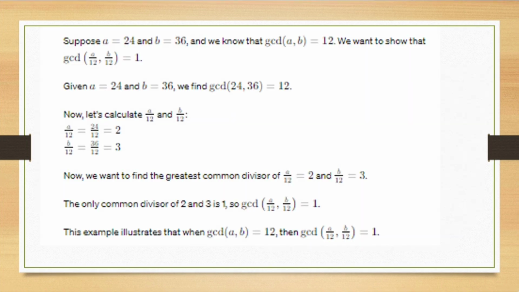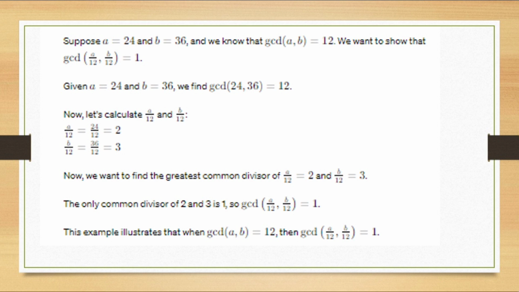Let us have an illustration here. Suppose a is equal to 24 and b is equal to 36. And we know that the greatest common divisor of a and b, which is our 24 and 36, is equal to 12. So we want to show that the greatest common divisor of the two fractions a over 12 and b over 12 is equal to 1.